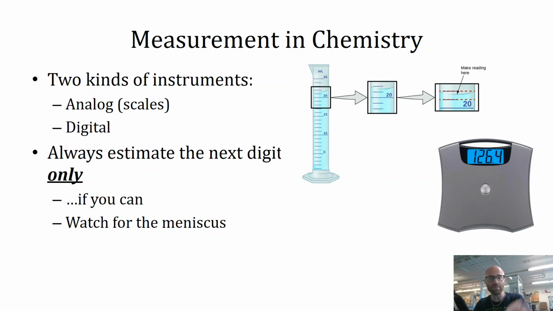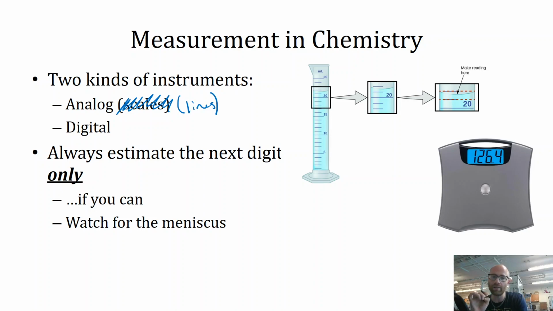Wow, that's a poor use of words. I'm going to cross out scales. Analog are things that have like lines on them. That might be better. Lines. And digital that have like a numerical readout but that don't have any lines that you do any reading from.